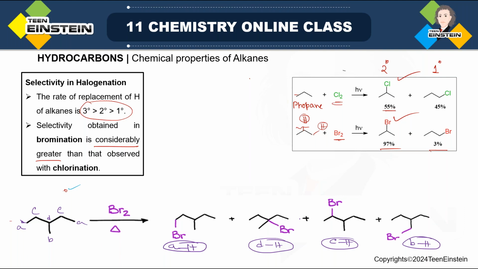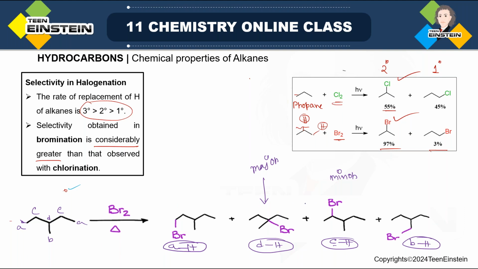Now, which one will give you the major product? Obviously, this will be the major product because this is 3 degree, right? And in case of this one, that is C, which is 2 degree, this will be minor. And what about the last two? Compared to the others, you can say it will be very minor. That is, the percentage will be very low. So in this way, you can understand the selectivity.